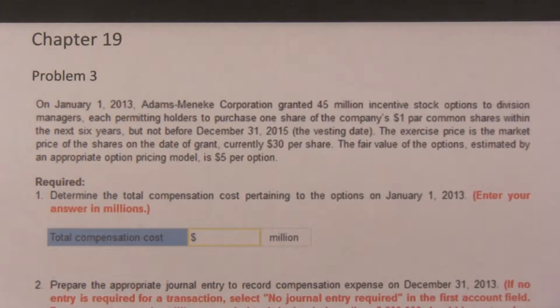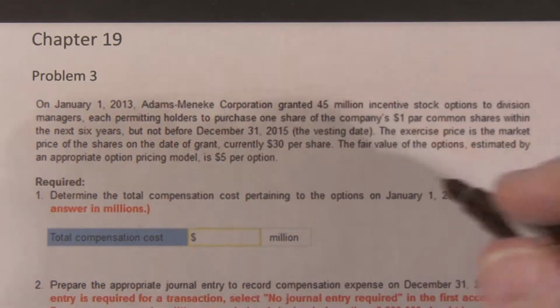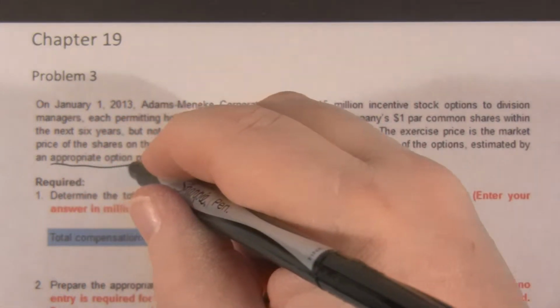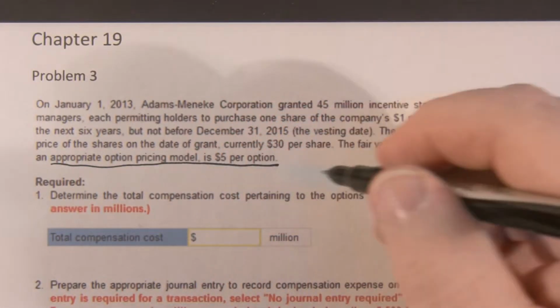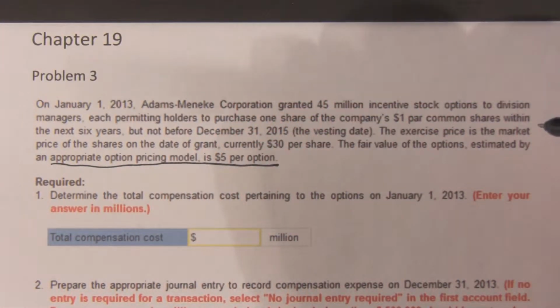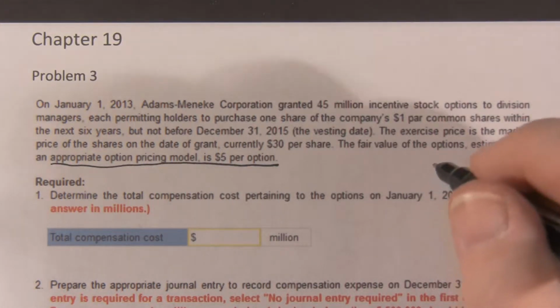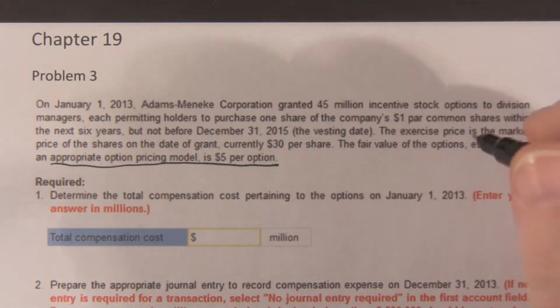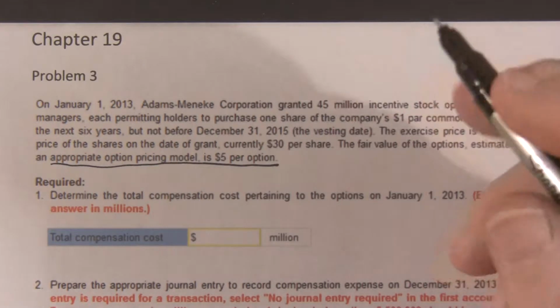Okay, in this problem, this company has estimated options, and they tell us that an appropriate option pricing model says the price is $5 per option. Thank God they don't ask us to use one because those option pricing models are ugly. So they just tell us $5. So we're good with that. So let's see, how many options were granted?